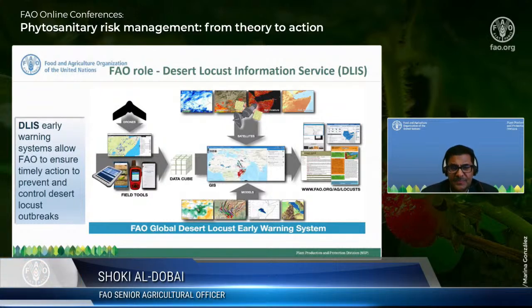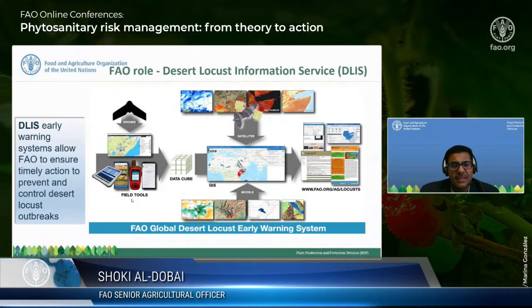To also support the locust survey teams, because desert locust breeding can be in very remote or inaccessible areas because of conflicts or security, we developed drone technology to help the survey and control teams. And now these drones are operational.